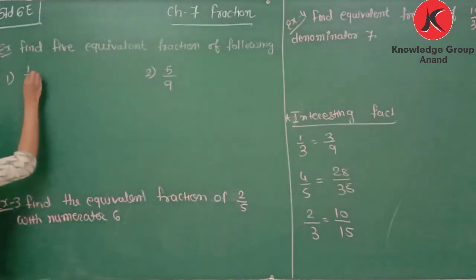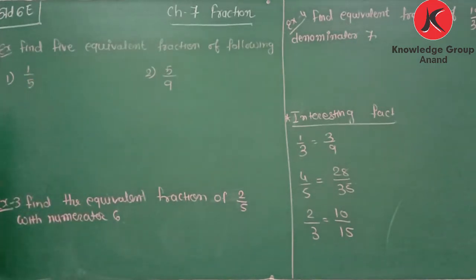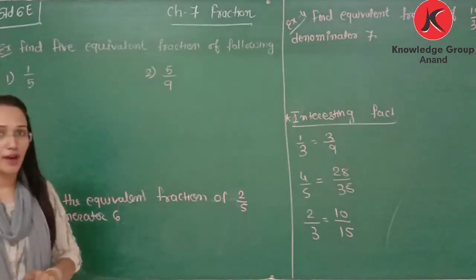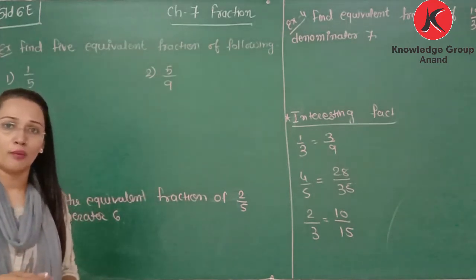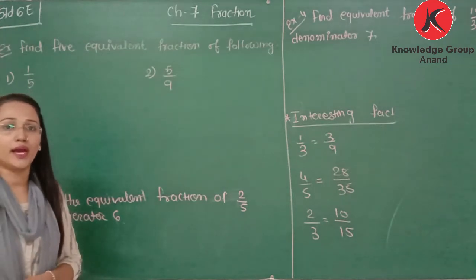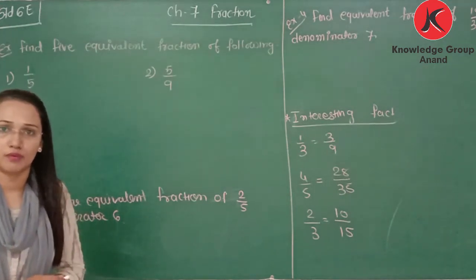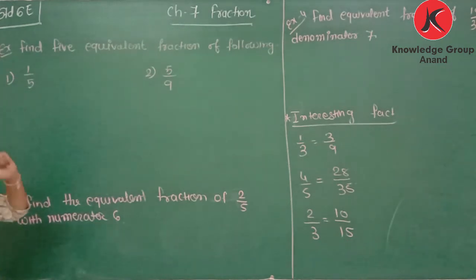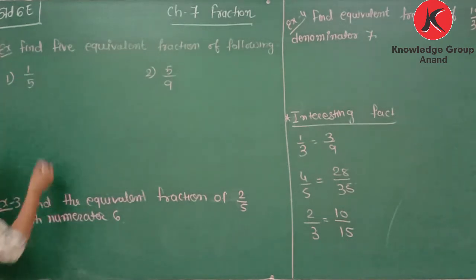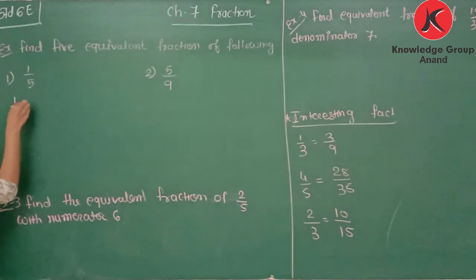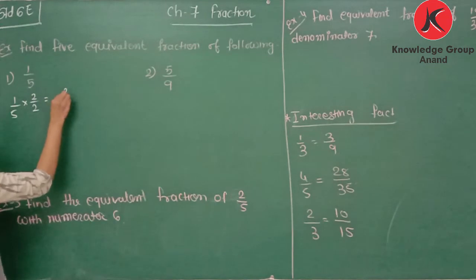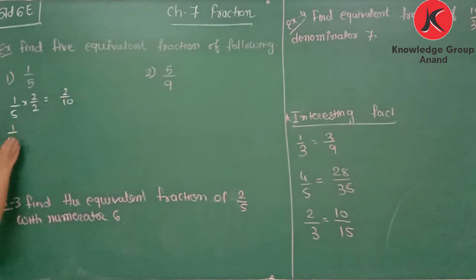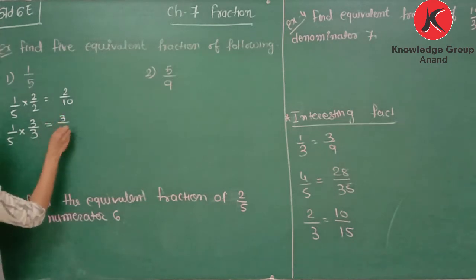So 1 by 5 is given. We can find the equivalent fraction by dividing numerator and denominator with the same number, or multiplying numerator and denominator with the same number. But here we cannot divide these two numbers with the same number. So we will multiply. Let's multiply with 2 in the numerator and denominator. We will get 2 by 10. 1 by 5 is multiplied with 3 in the numerator and denominator, so it is 3 by 15.